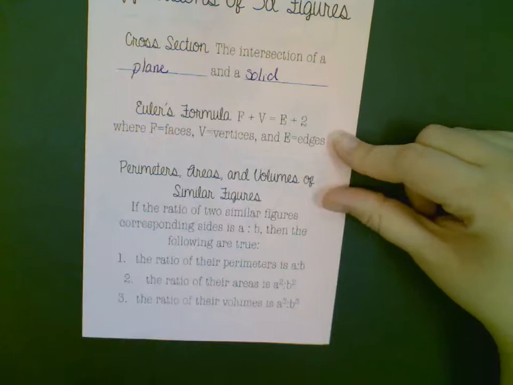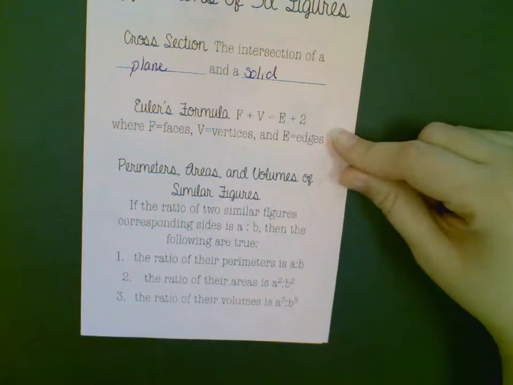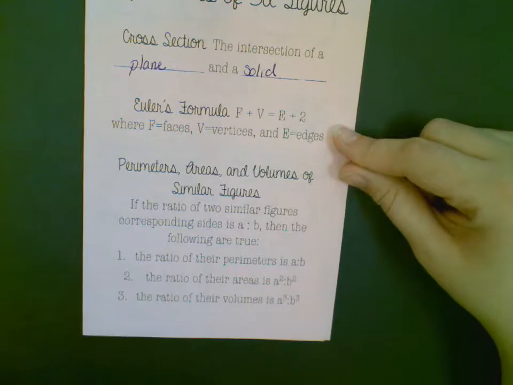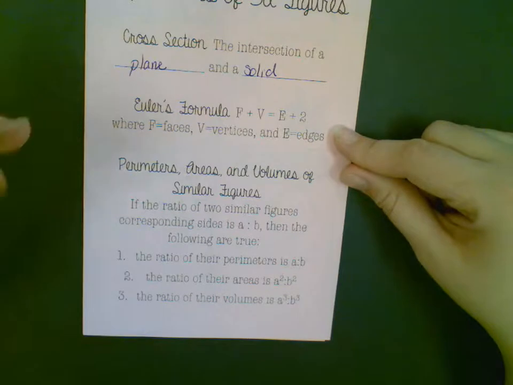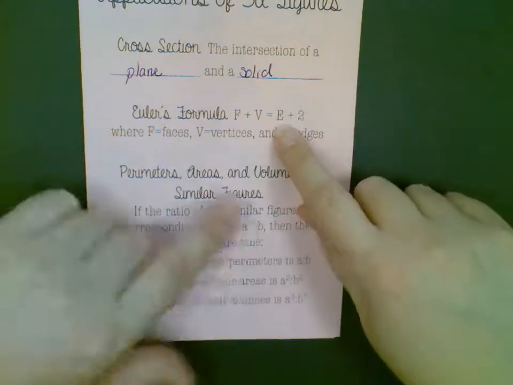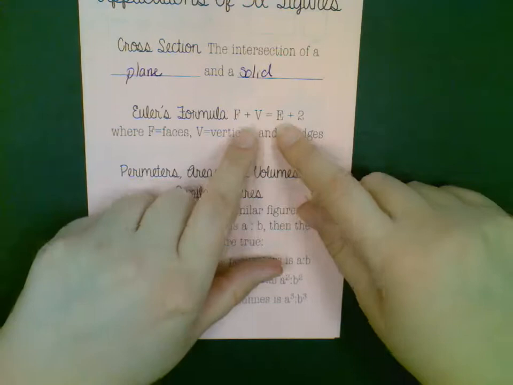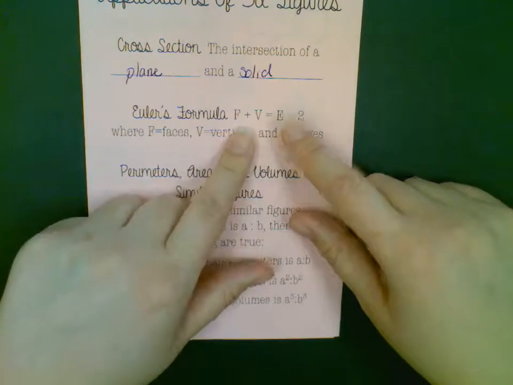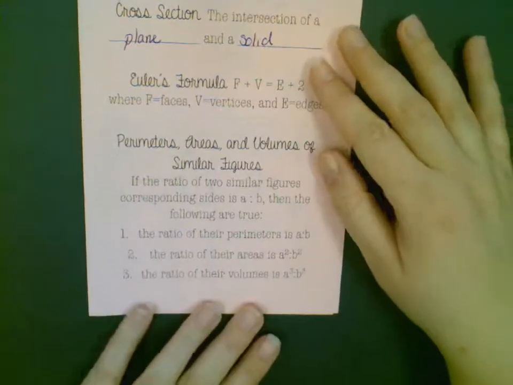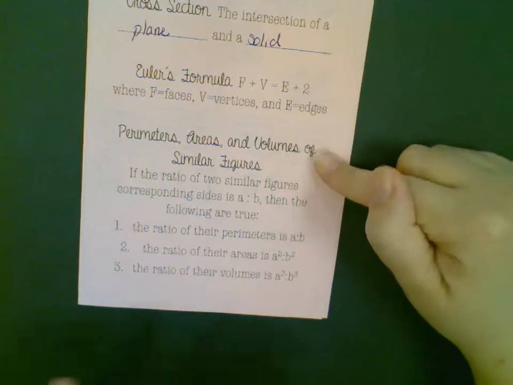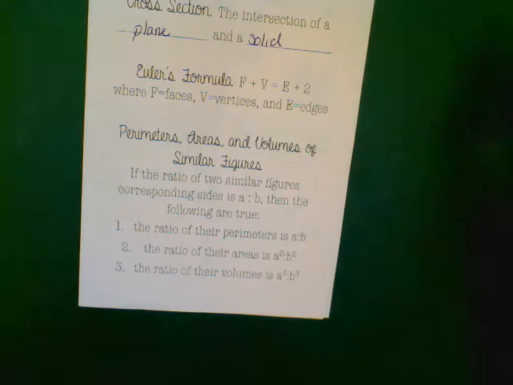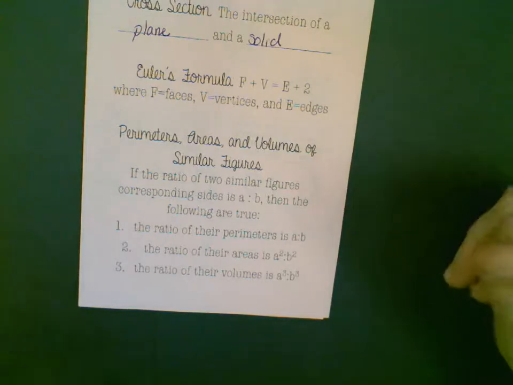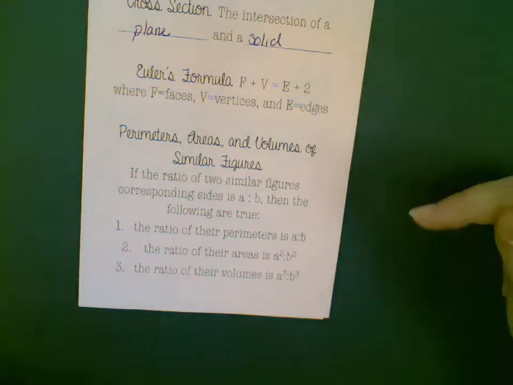Euler's formula tells us how many faces, vertices, or edges a three-dimensional figure would have given two of those variables. So if we know that it has a certain number of edges and vertices, we can find how many faces that shape would have as well. And then the main idea is similar three-dimensional shapes and how we could find a surface area or a volume given the ratio that exists between them.